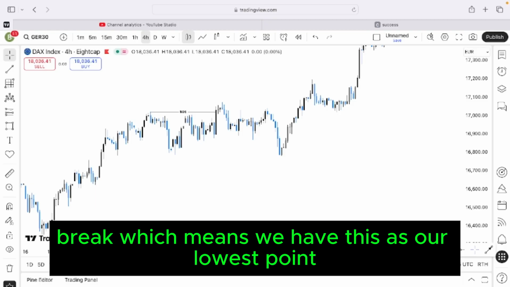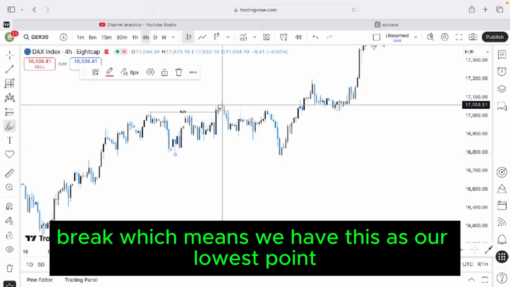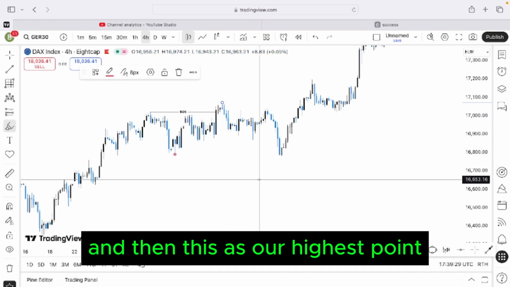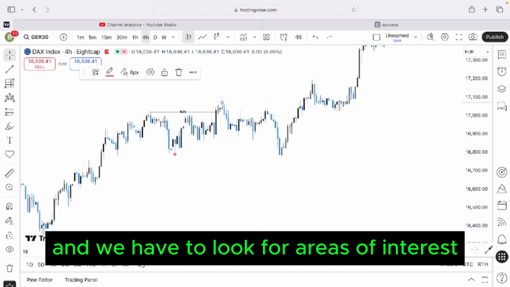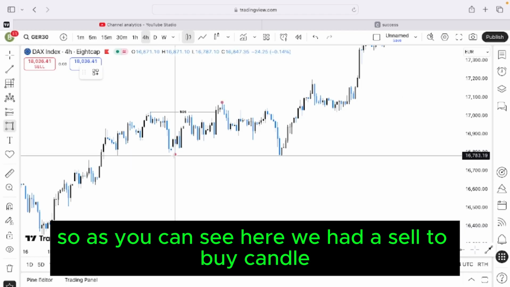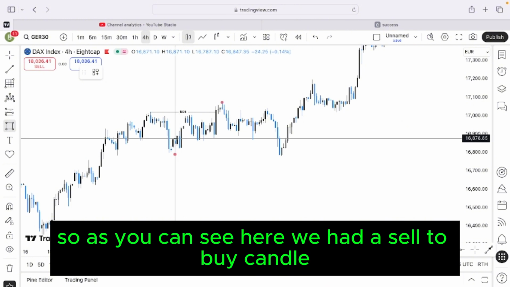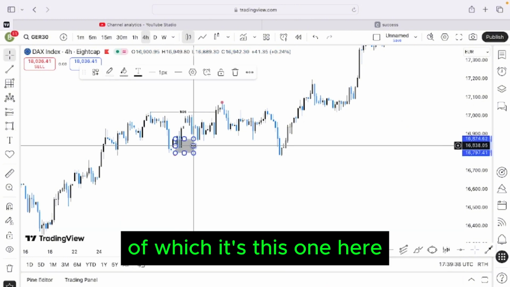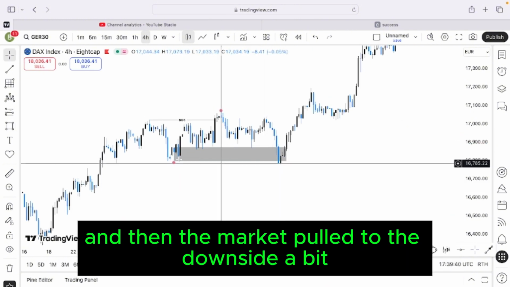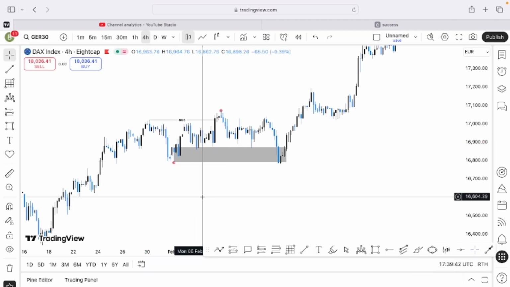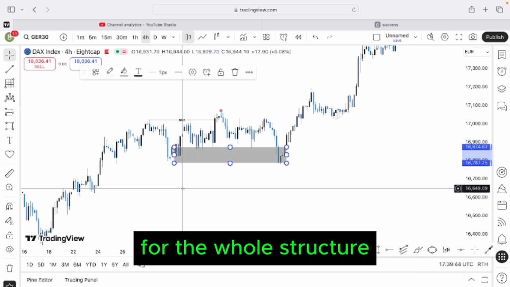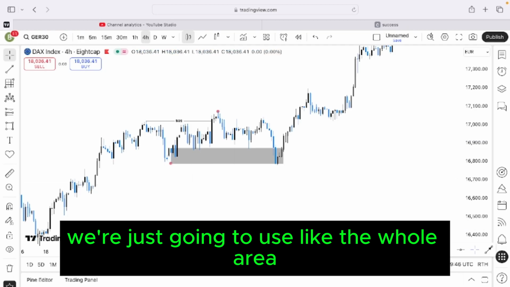Break, which means we have this as our lowest point and then this as our highest point. And we have to look for areas of interest. So as you can see here, we had a sell to buy candle, which is this one here, just like that. And then the market pulled to the downside a bit, just to make sure that we're catering for the whole structure. We're just going to use the whole area.